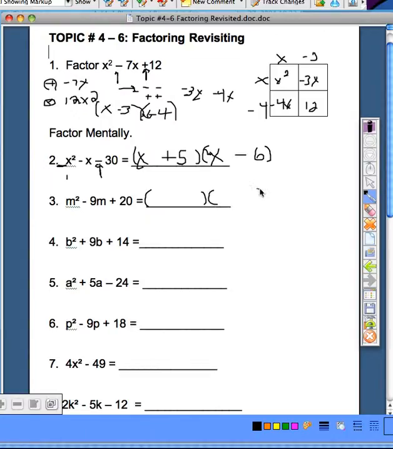All right, here we have m squared, so we're going to put m, and we're going to put m. And we have a plus sign here. Signs are the same. Look here. That means they are both negative. So we have two negatives. Factors each have a negative.